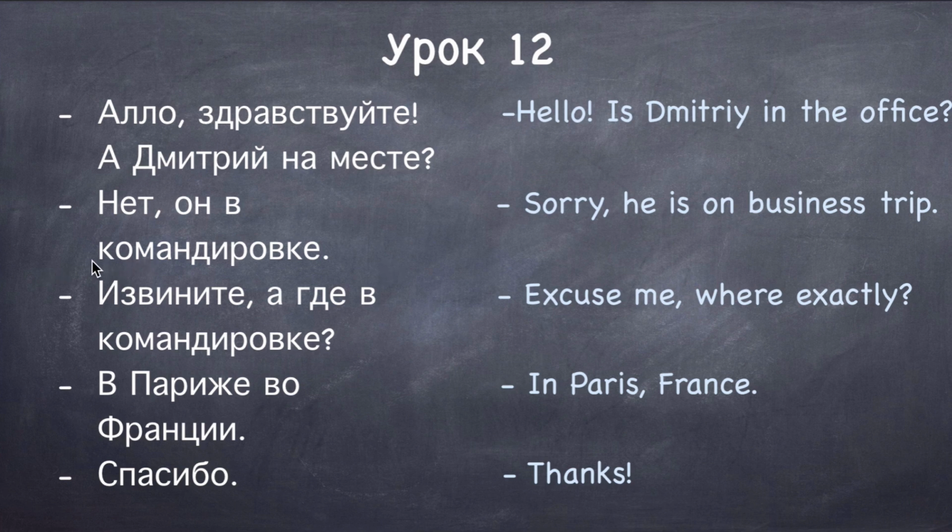Business trip, командировка. Don't forget that it's an exception. That's why we have preposition В here, even though командировка is a process. Он в командировке. And where exactly is his business trip? Где он в командировке? В Париже, во Франции. Yeah, remember that cluster that we have to break up with a vowel? Во Франции.